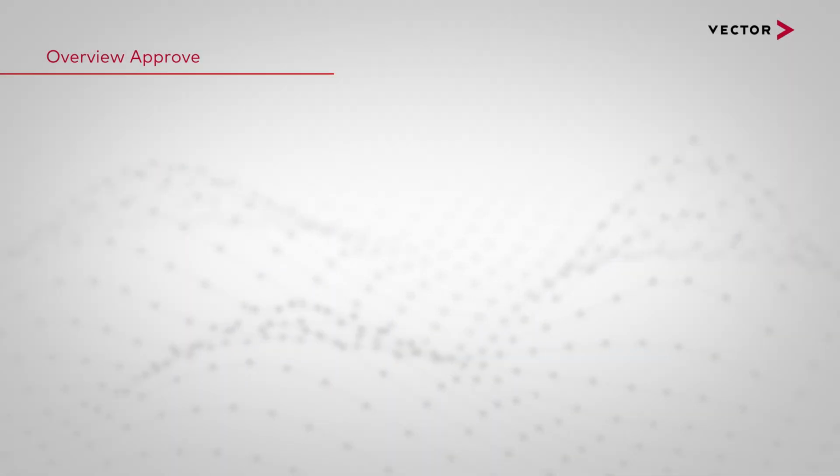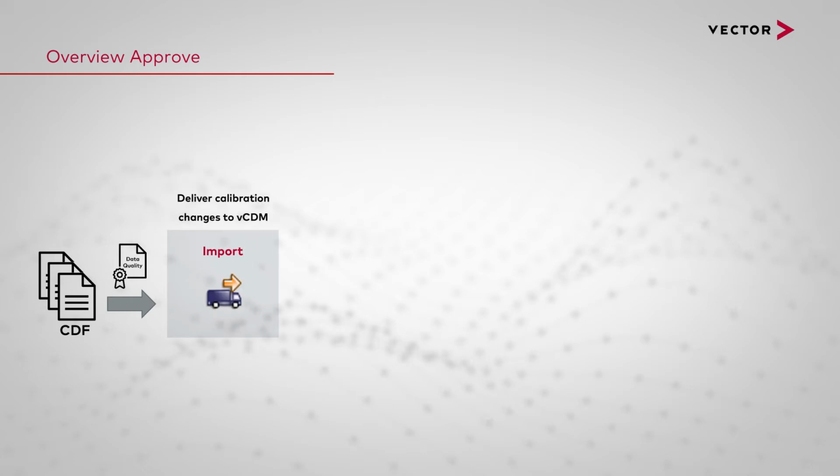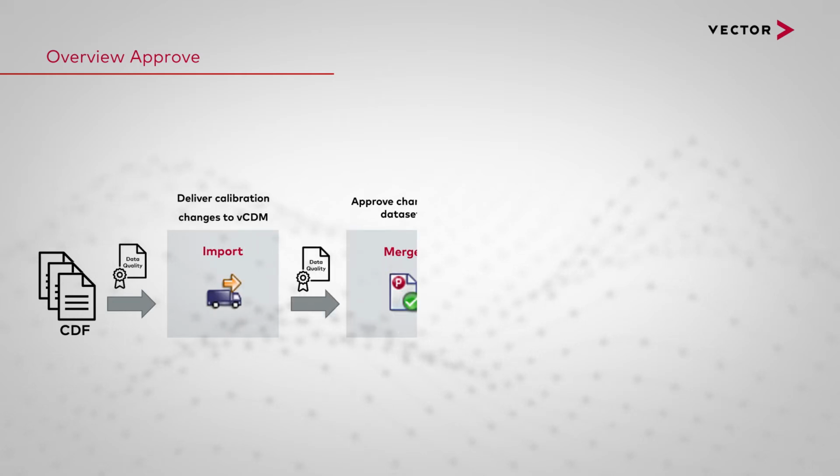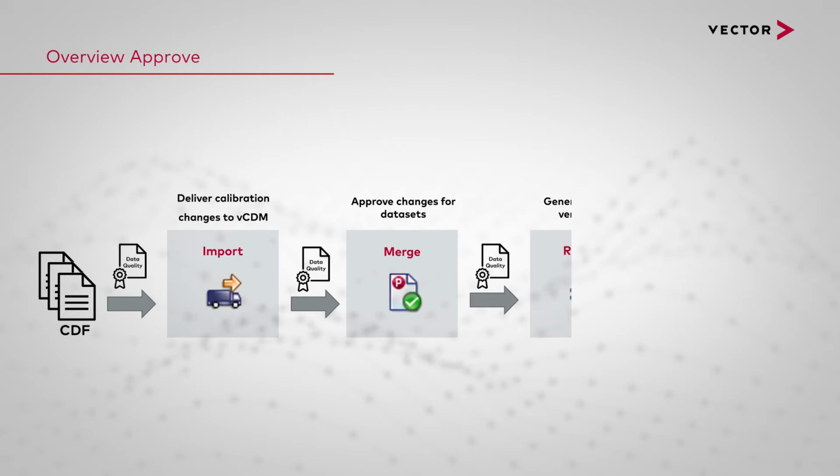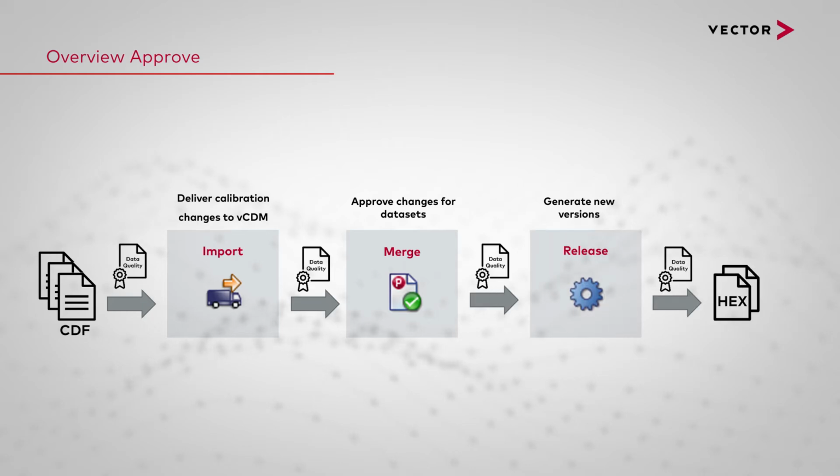The process in vCDM is defined as follows. Deliver your calibration changes to vCDM. Approve the changes for datasets using the feature Merge. Import again or generate a new version of your hex file.